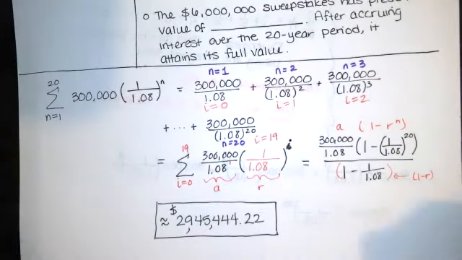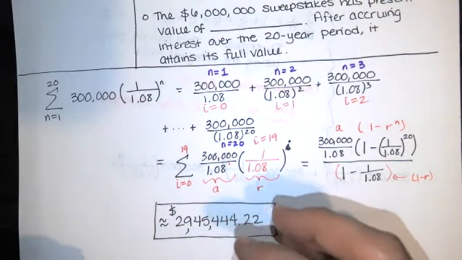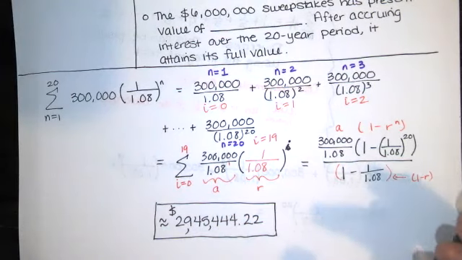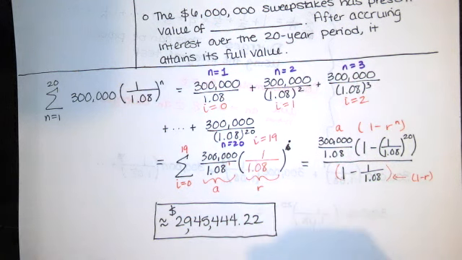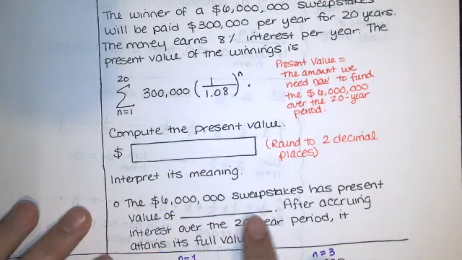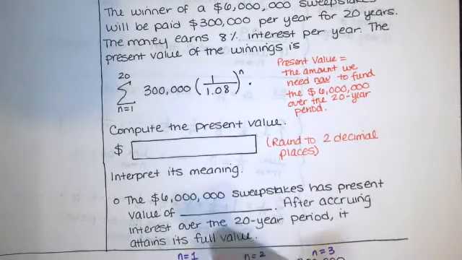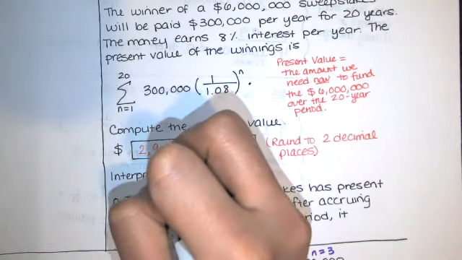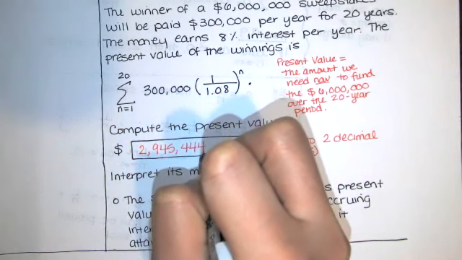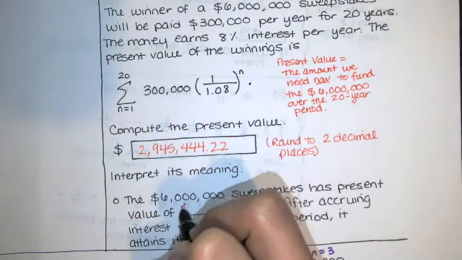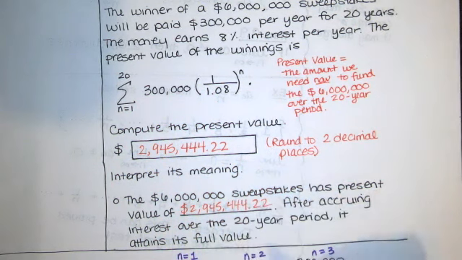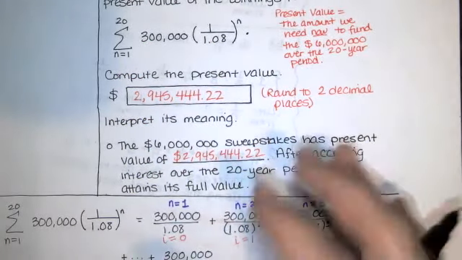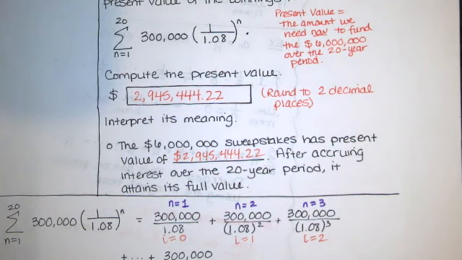As that amount that you have in this account gets smaller, the amount of interest that you're accumulating also gets smaller. But this is enough to fund a $6 million sweepstakes. That's the idea behind present value. So this says the $6 million sweepstakes has a present value of $2,945,444.22. That's how much they have to have to be able to pay that money. And then it says after accruing interest over the 20-year period, it will attain its full value.